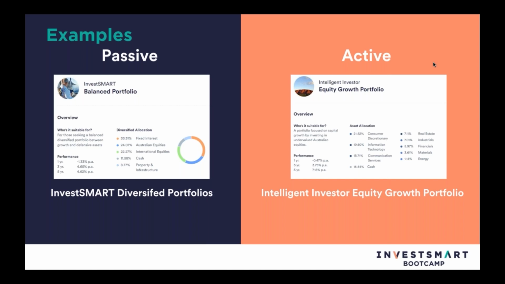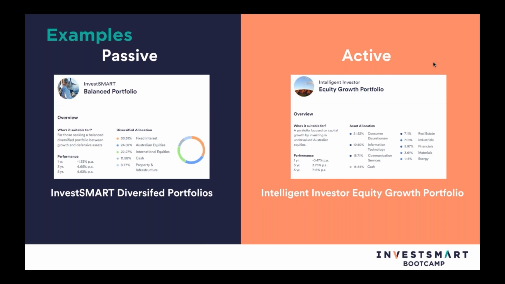There's not someone behind the scenes saying, today we need to buy this, we need to sell that. It's just a matter of owning those underlying assets, and they track whatever asset class they're in. So it's sort of like a sit back, let it do its thing, and over time the returns should come through. On the other hand, you've got the active, and I've got an example there of the equity growth portfolio.